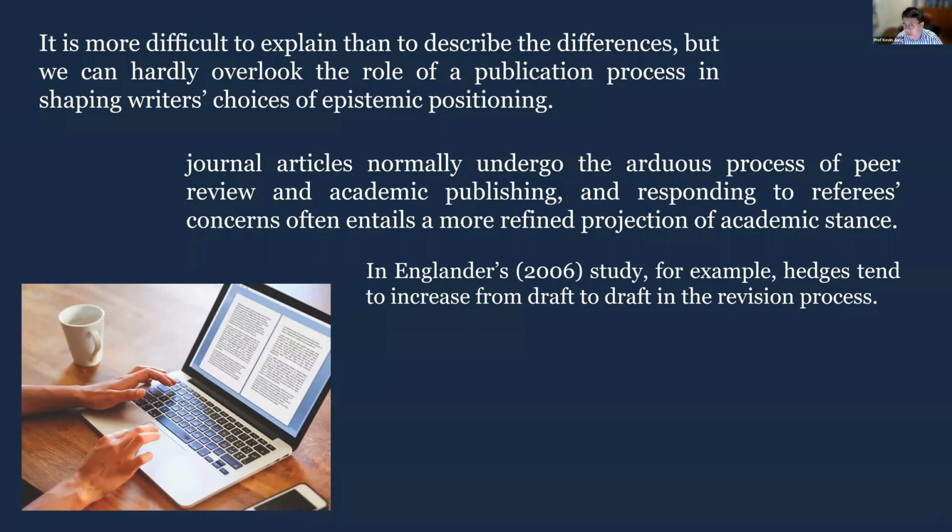And in Englander's study back in 2006, she found that writers try to increase the use of hedges across the drafting process, from the first draft to the next revision until the published version. So the hedges are increased. So maybe that's why we see more hedges used by these applied scientists in the journal articles, because these published texts have gone through the whole process of reviewing, editing, and publishing.